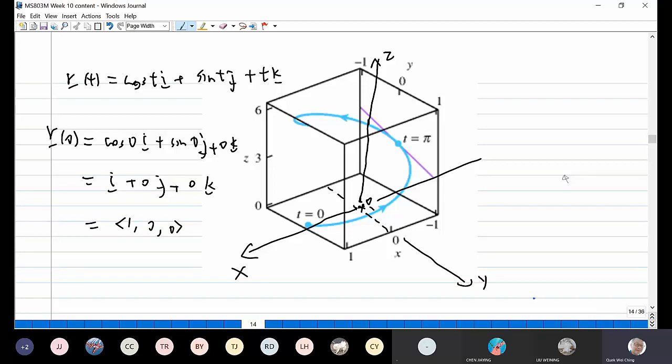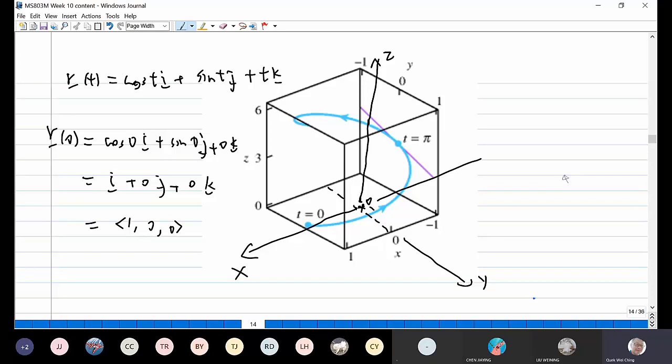You can find that the x value is 1, the y value is 0, and the z value is 0. So this is the point. Actually, let me see where 0 is here. When t equals 0, you get (1, 0, 0). How do I get this one? This is (1, 0, 0).